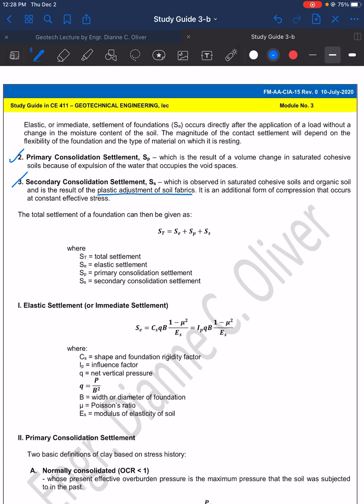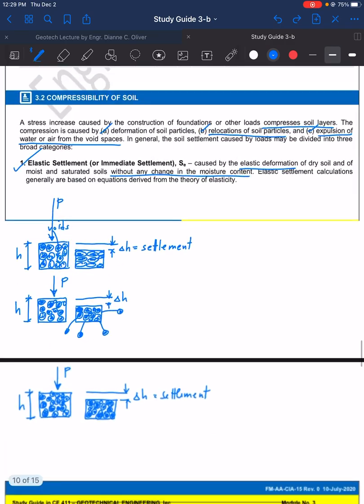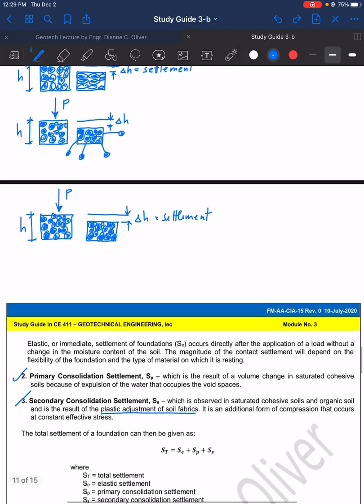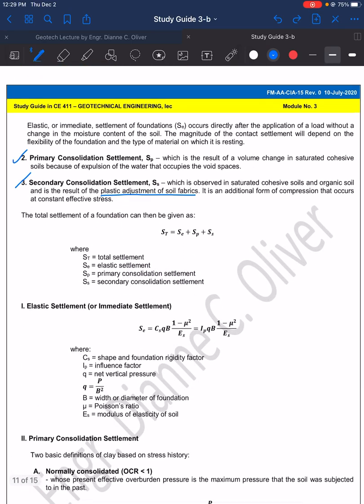Okay. So this happens when the load that is being experienced by the soil layer or by the soil is happening over an extended period of time. So in this third category, we will incorporate the parameter time to experience the plastic adjustment of soil fabrics. Okay, so we have these three broad categories: the elastic settlement, the primary consolidation settlement, and the secondary consolidation settlement. If you add them up, that is the total settlement. Okay, now let's go to the formulas for these three categories of settlement.